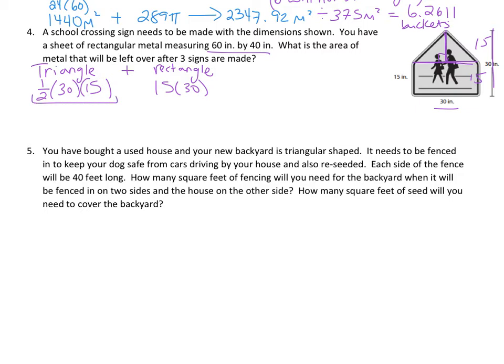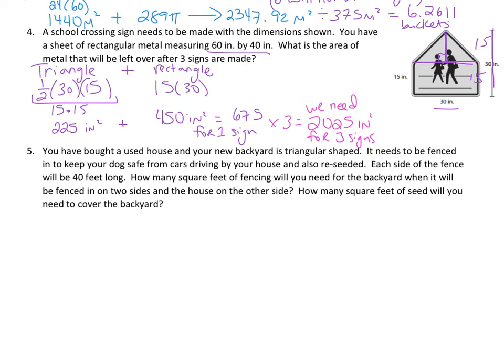If we multiply all these together, we get 15 times 15, or that would be 225. When we multiply our 15 times the 30, we get 450 inches squared. So our total area is going to be 675 inches squared just for one sign. Now remember, we need to make 3 signs, so let's multiply that by 3, and that means that our area is going to be 2,225 inches squared of how much we need.